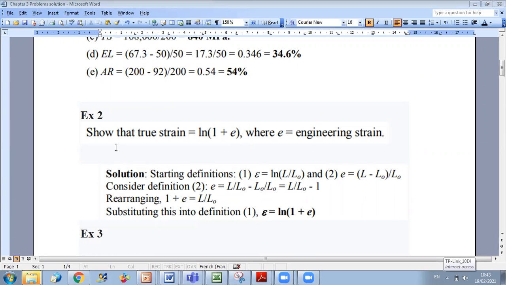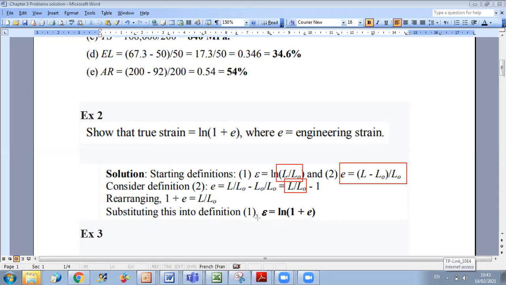So first, what is the true strain? It's ln of L over L0. So I should try to find a relation between L over L0 and the engineering strain. To do this, I go back to the definition of engineering strain, which is e equals L minus L0 over L0. I can write it in another form. It is L over L0 minus 1. So by taking this, this term appears for me, L over L0.